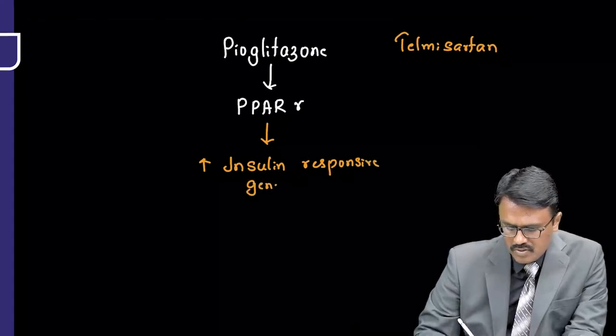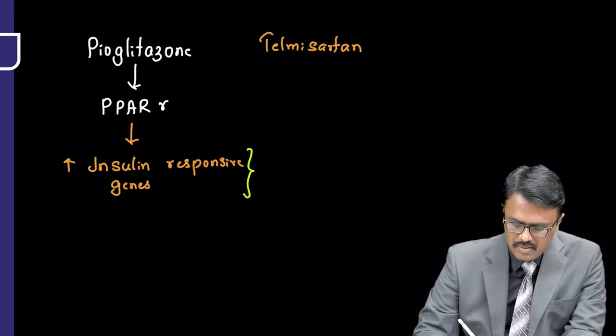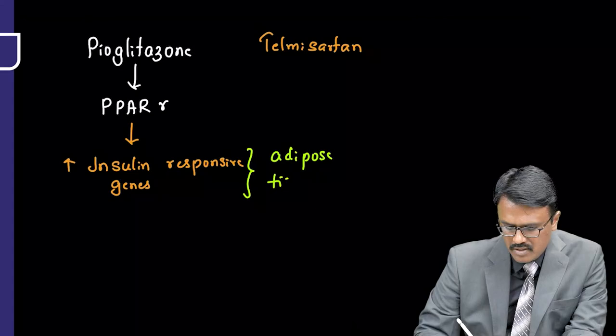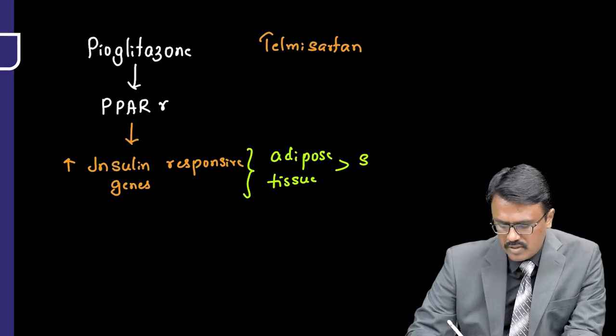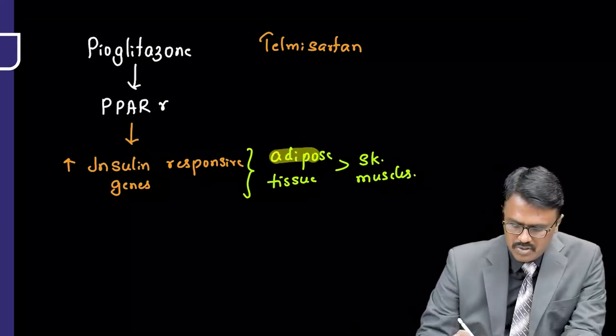Insulin responsive genes. Now where do you see this response? It is mainly seen in adipose tissue. So if they ask in the exam what is the major site of action of pioglitazone, it is mainly in the adipose tissue, and it also acts on skeletal muscle, but that is lesser compared to adipose tissue. So the major action is on adipose tissue.